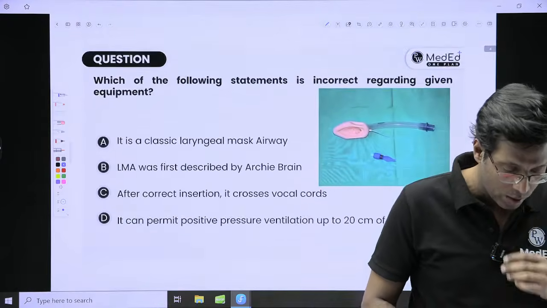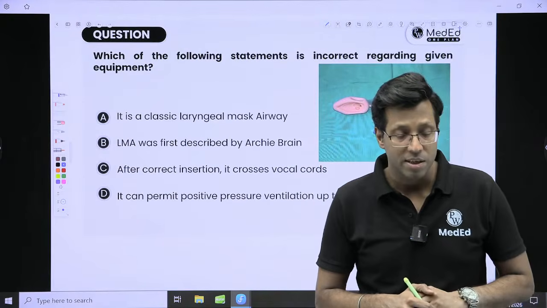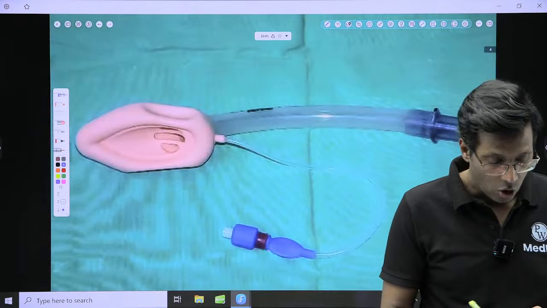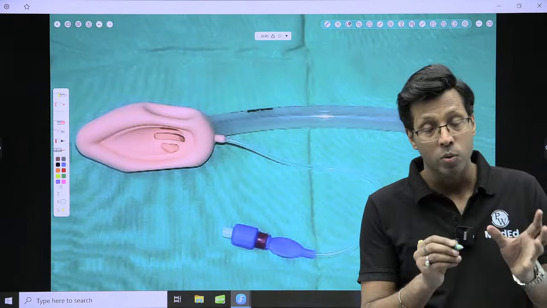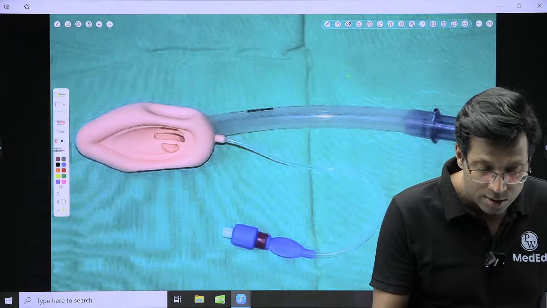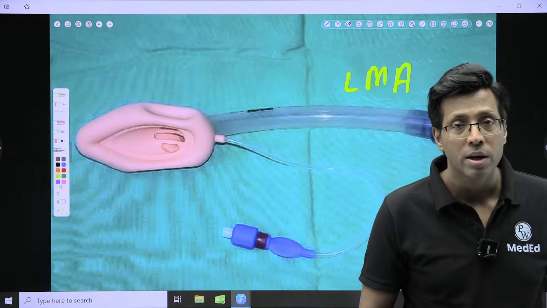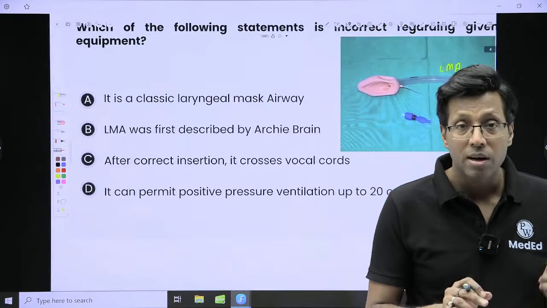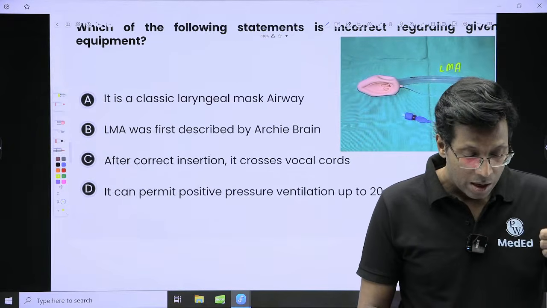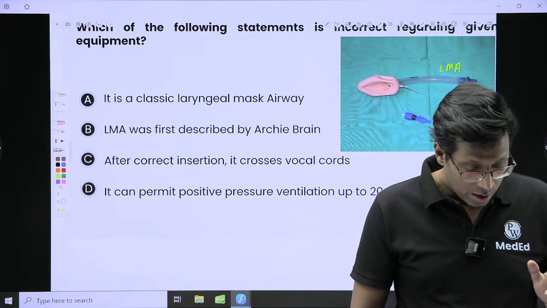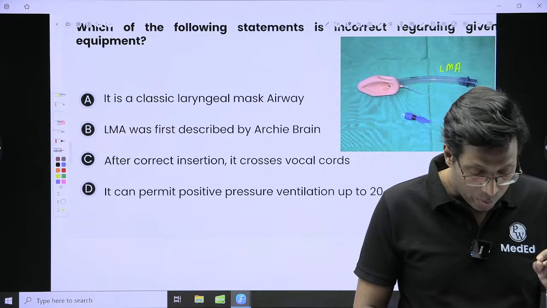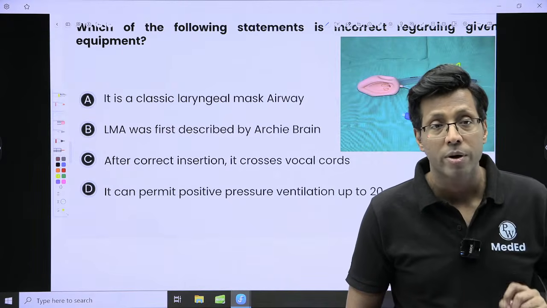Question number, next one. Which of the following statements is incorrect regarding the equipment given below? There's equipment that you can see. In a question like this, you first need to identify the equipment. The equipment that you can see is a laryngeal mask airway, LMA. Based on that, it has been asked, it is a classical LMA. LMA was first described by Archie Brain. After correct insertion, it crosses the vocal cords. It can permit positive pressure ventilation up to 20 centimeter of water.